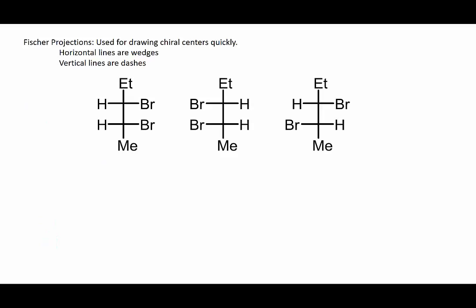The whole purpose of a Fischer projection is to compare two different stereoisomers, or two different molecules. So if we look at these first two, notice the bromines on the right switch to the left side. These are mirror images of each other. We can draw a mirror image right down here. We can easily tell that these two molecules are enantiomers.